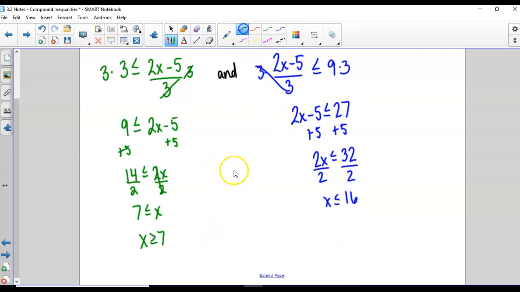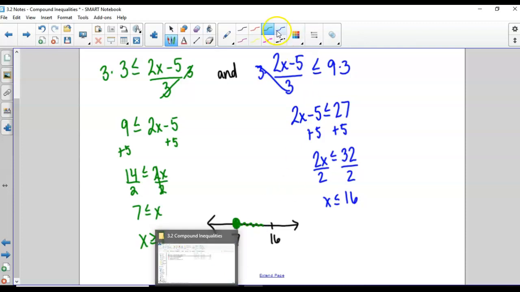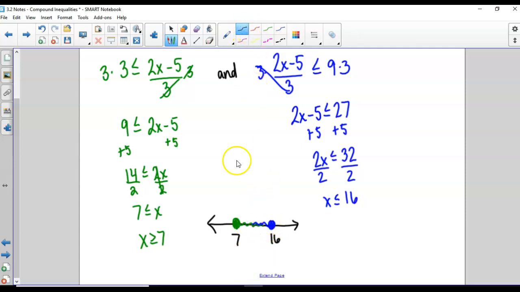So if we graph this on the number line, we've got 7 and 16. So 7, we've got greater than or equal to, so we'll use a colored in circle. We're going to shade to the right. For 16, we've got less than or equal to, so we color that one in. We're going to shade to the left. The overlap is here between, so we could show this as our answer.